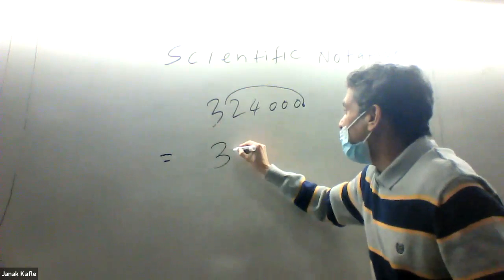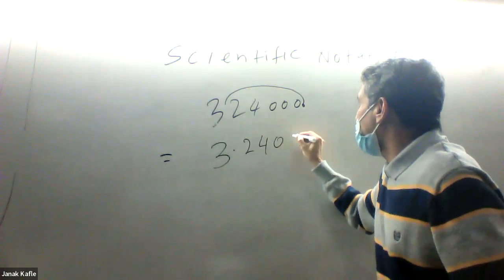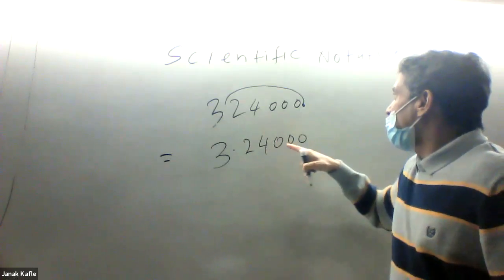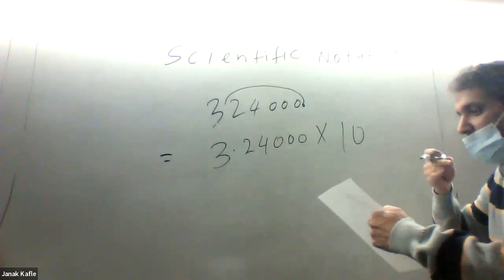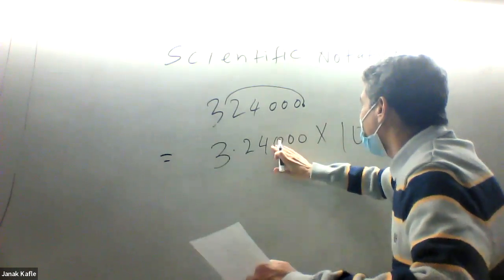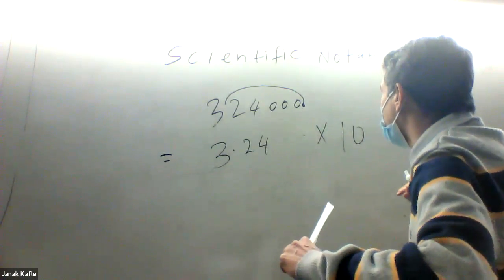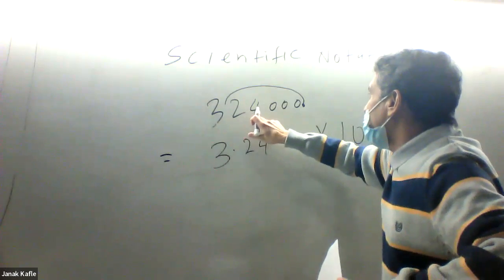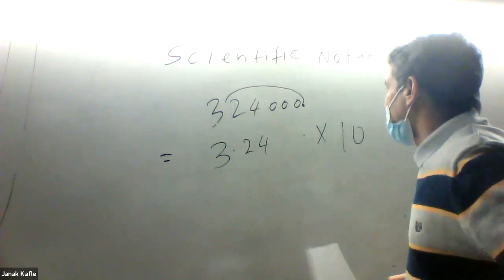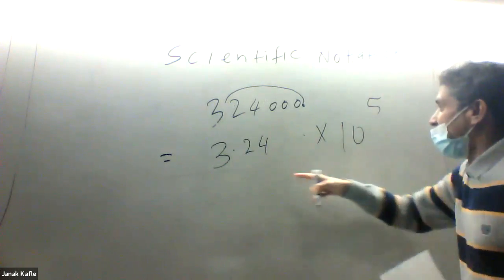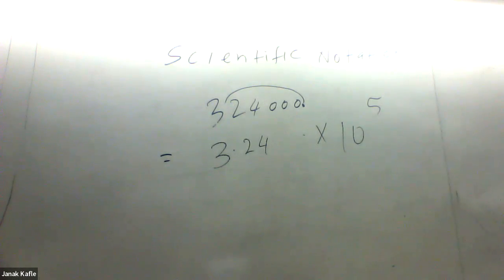So 3.24000 here, and then I say 10 to the power, sorry, I don't have to write these zeros here. 3.24, 10 to the power 1, 2, 3, 4, 5. So I go 5 steps front here. So I just write 5 here. So 3.24 times 10 to the power 5.